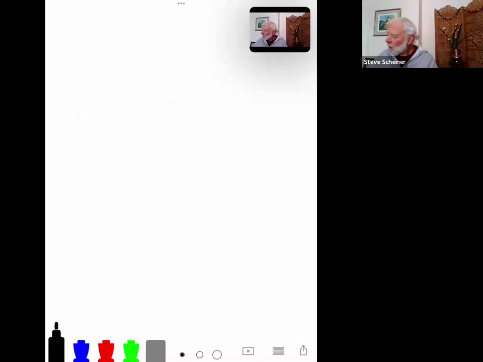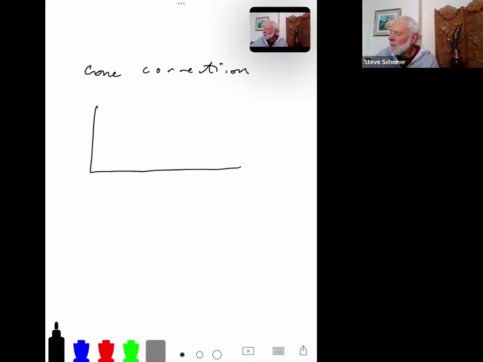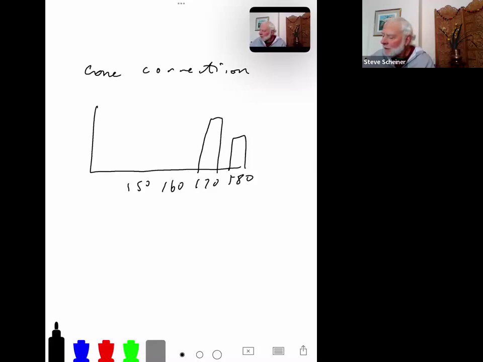So I'm going to present one other piece to that, which is kind of important. Some of you may be familiar with something called a cone correction. And what that means is if you tabulate the probability 180, 170, 160, 150, although, as I said, there's a tendency towards 180, if you do a histogram of these things, it'll look more like this.